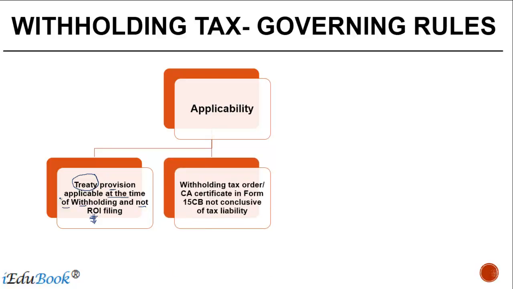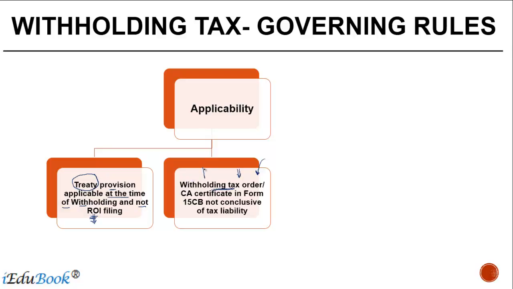The second thing is that if there is a withholding tax order, now under the Income Tax Act, there is a provision that if a non-resident believes that his income should be taxed at a rate which is lower than what is prescribed under the Act or treaty, right, then he can actually approach the assessing officer who has jurisdiction over the non-resident to pass a withholding tax order specifying that the withholding which should be done by the Indian party should be at a lower rate, right?